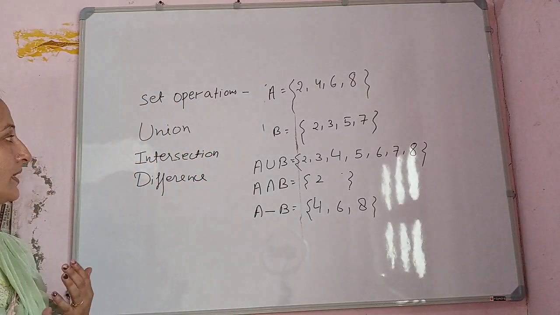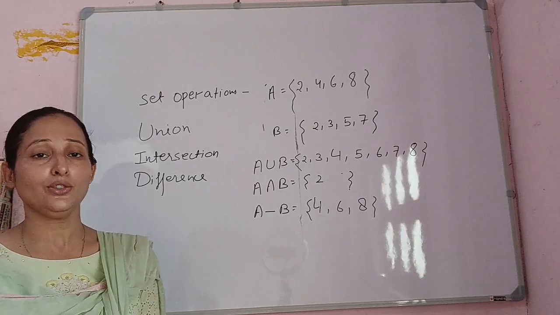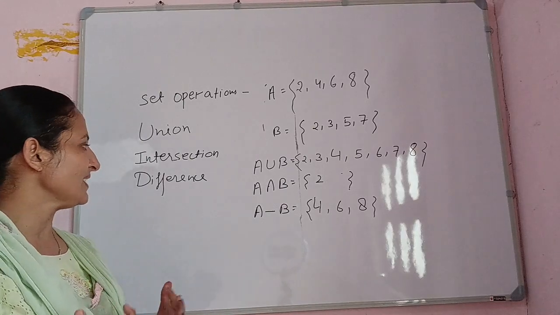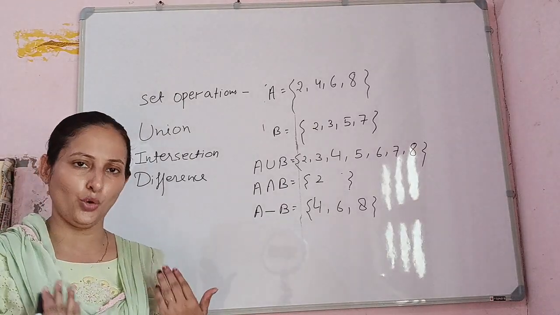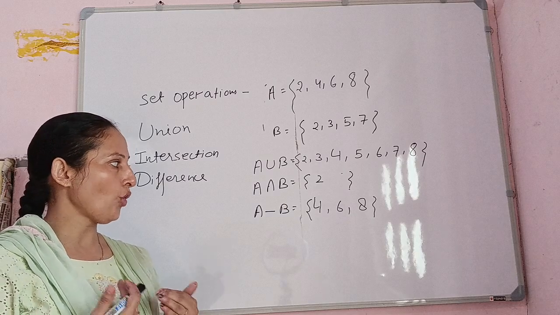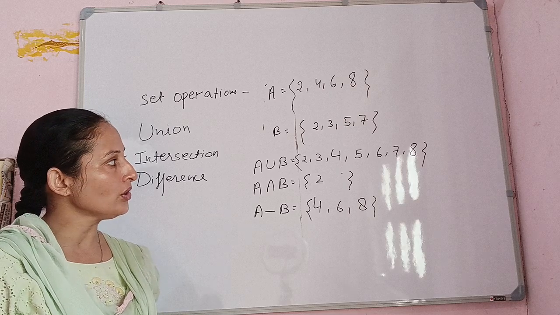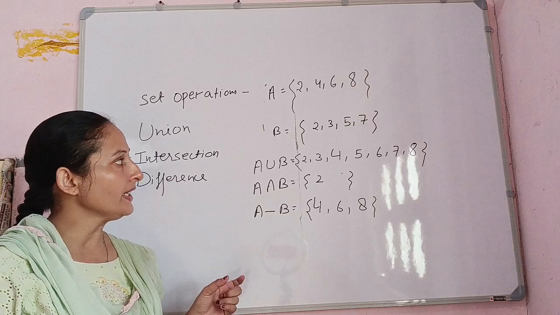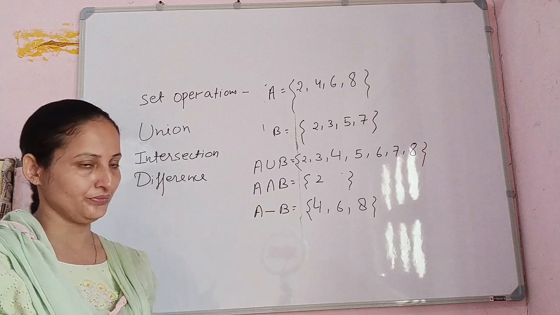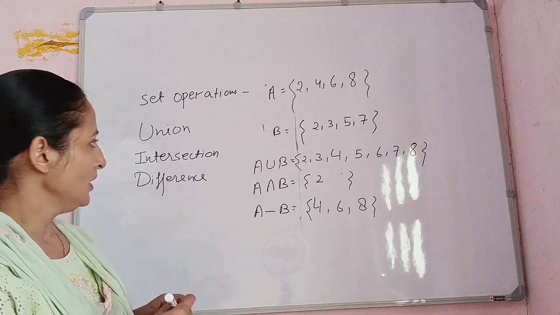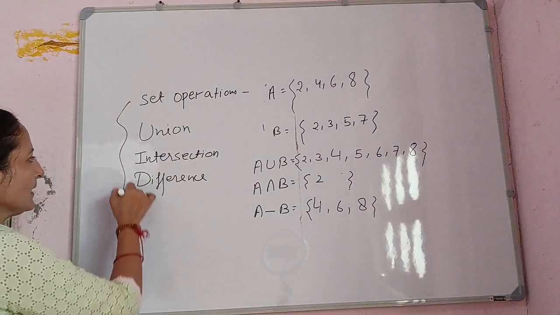So this is the basic use of set operations in joins, which are union, intersection and difference. Union combines all the elements, intersection has common elements, and difference has the elements which are present in A but not in B. So I guess you understand the set operations.